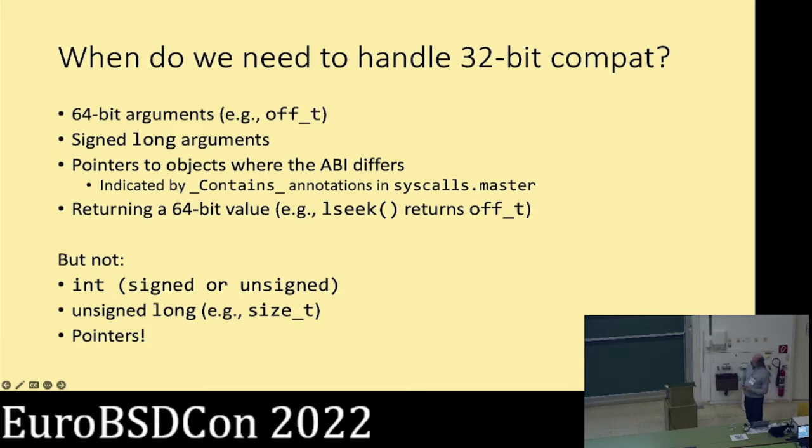When you have pointers to objects where the ABI differs, you need to handle that. So like that struct iovec that was in the pwritev case, those structures differ between the ABIs. So you need to handle that at copy in. And then there's the little bit that I alluded to about handling 64-bit return values. This is one of these cases where maybe just don't make the public interface do that, and do a little translation at the edge, and maybe your life will be simpler. And the code will be less weird. But you don't have to handle ints, unsigned longs, or pointers because of the way we do casting from that syscall arg structure. So we'll talk about that a bit more.